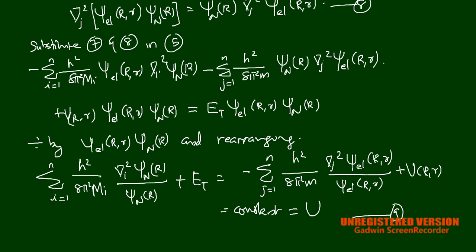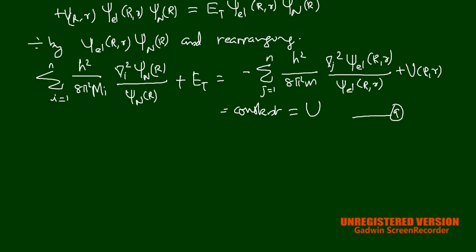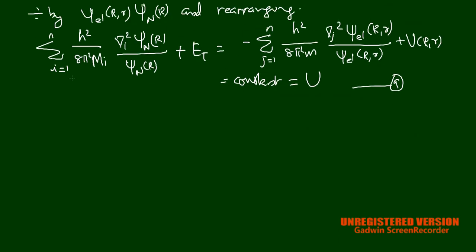So in the last class itself I said that now we can equate both sides of this equation with the U. So let us start making the two equations from here. The first equation is that I will take this part, and let me take this to the other side, because this is plus h square divided by 8 pi square M I del I square psi n r, like that.